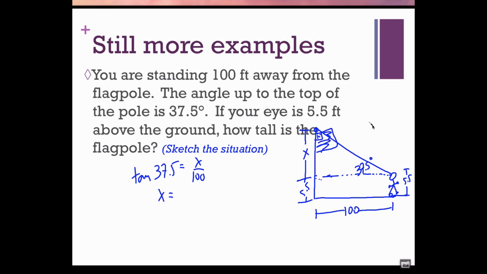Kaylin, what do you got? 76.7. And those are feet, right? So therefore our final answer is that plus 5.5. So 84.2? Did I do that right? No, not even close. 82.2. 82.2. I was close. Feet. It's a big flagpole. That's really big.